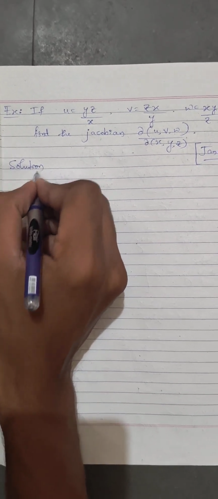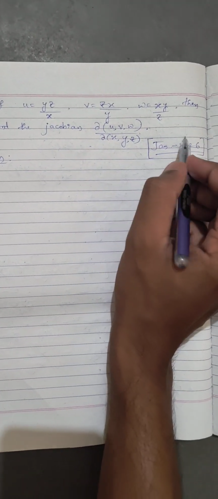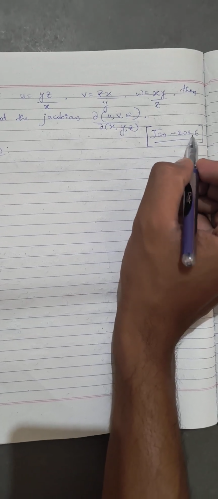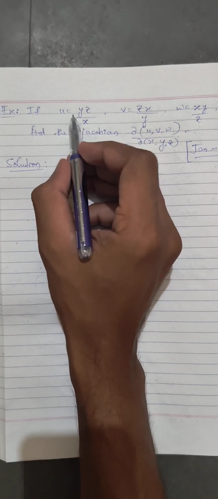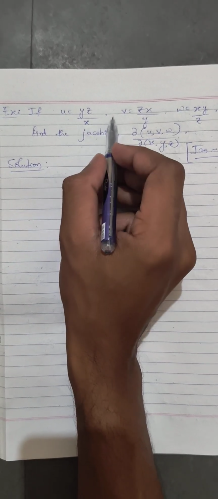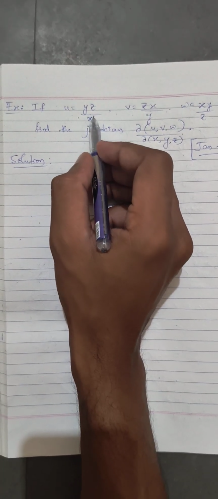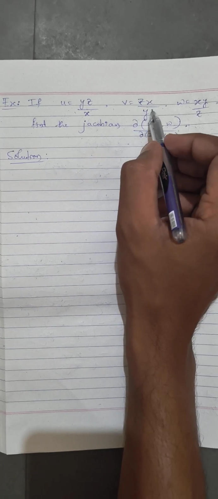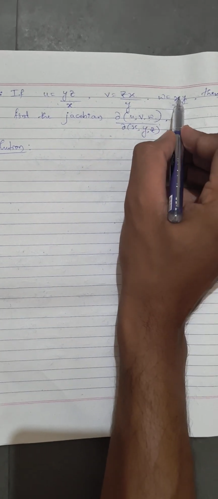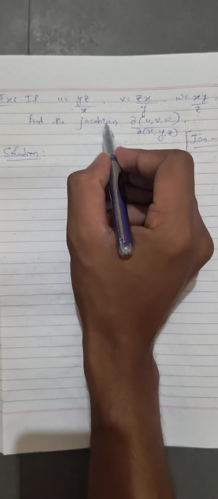So today we'll solve this example regarding the Jacobian, which was asked in the January 2026 VTU examination. The question is that we are given three functions u, v, w, which are functions of x, y, z. u is equal to yz divided by x, v is equal to zx divided by y, and w is equal to xy divided by z. We have to find the Jacobian.